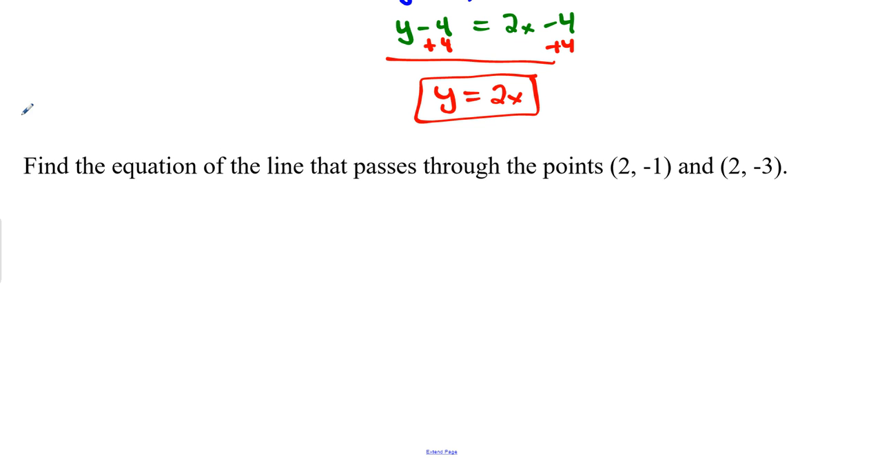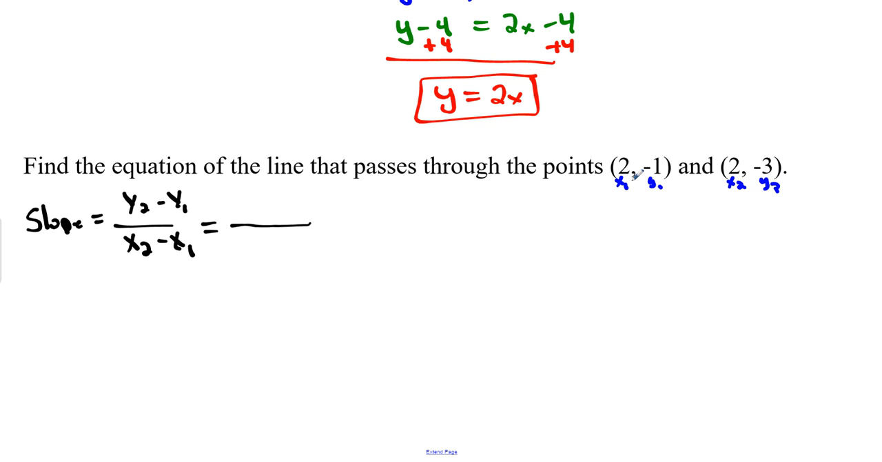Find the equation of the line that passes through these points, (2, -1) and (2, -3). So again, we need to find our slope first. So I'm going to go back to the old-fashioned formula. You could have just done what I did up above, where I just did that way. Some people like to do it that way. But I'm going to go the old-fashioned way. I'm going to label my points x1, y1, x2, y2, and then plug them in. So we're going to have negative 3 minus a negative 1 on top, 2 minus 2 on bottom.